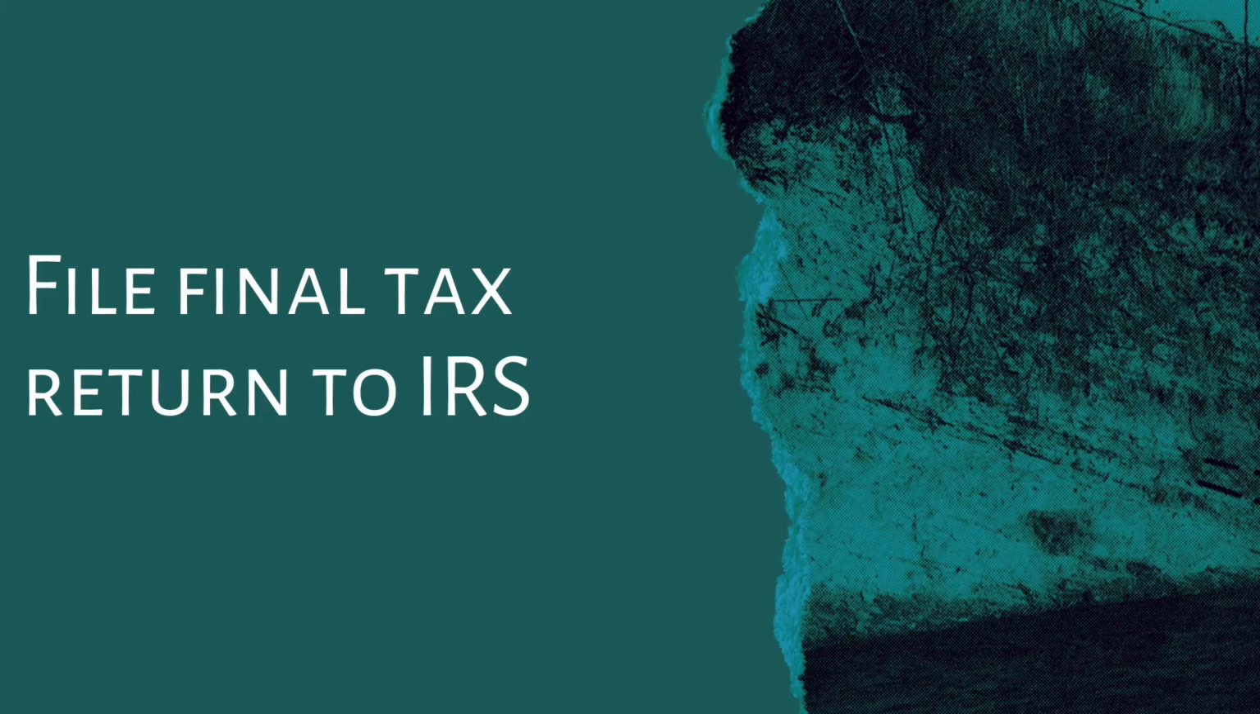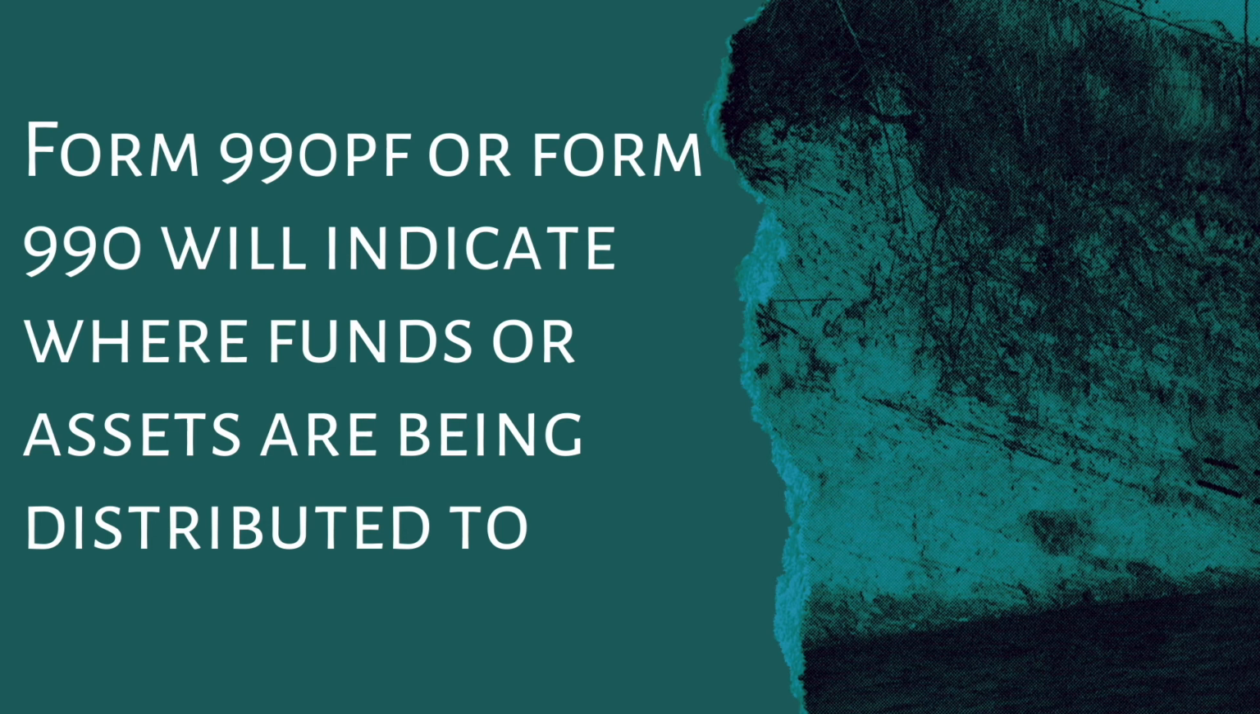In addition to those particular documents that need to be filed, you also have to file a final tax return with the Internal Revenue Service, and the final tax return will, of course, notify the IRS that it is a final tax return. This is the last year of your existence, so to speak. In addition to that, typically you also indicate in the final tax return, whether it's a 990-PF or 990, where the funds or the assets have been distributed to as a final resting place.